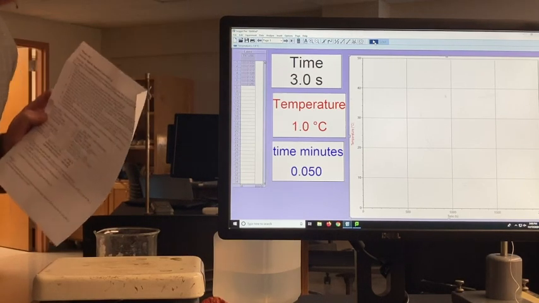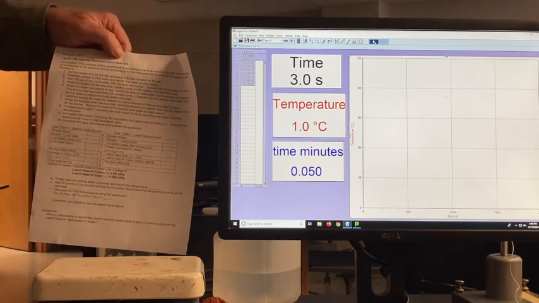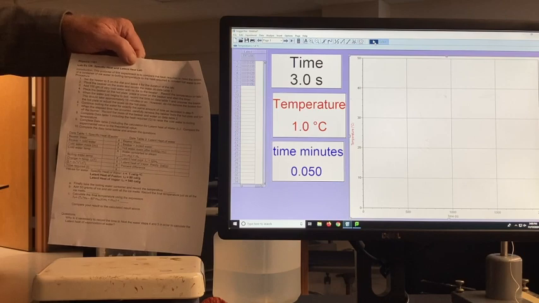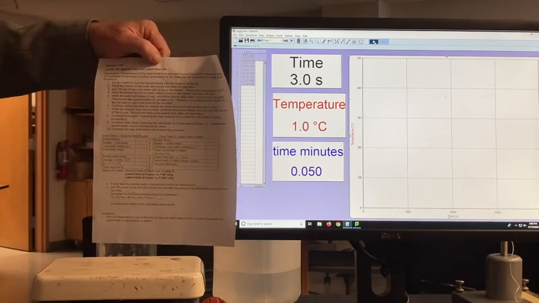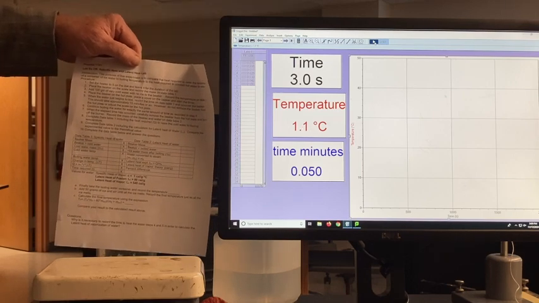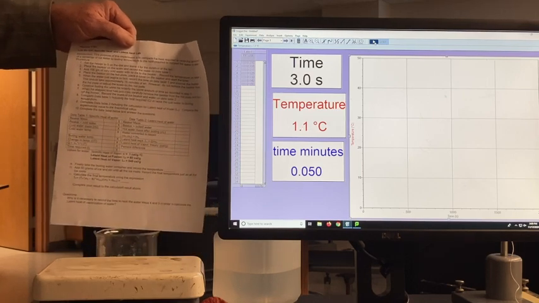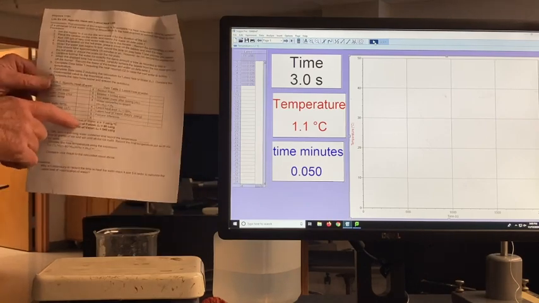All right, this will be for the extra credit lab, specific heat and latent heat. This will be related to chapters 13 and 14, as far as temperature. So what I'm going to do is go through the data table with you.